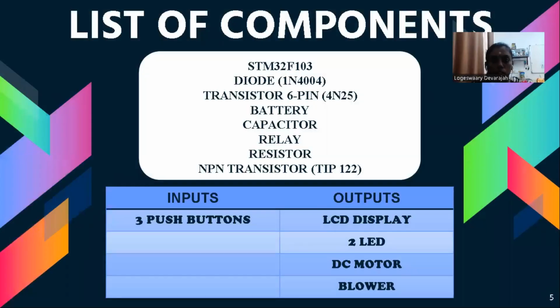So the main components are the STM32F103, then diode, transistor, 6-pin, battery, capacitor, relay, resistor and pin transistor. The inputs are 3 push buttons and the outputs are 4: an LCD display, 2 LEDs, a DC motor and a blower.